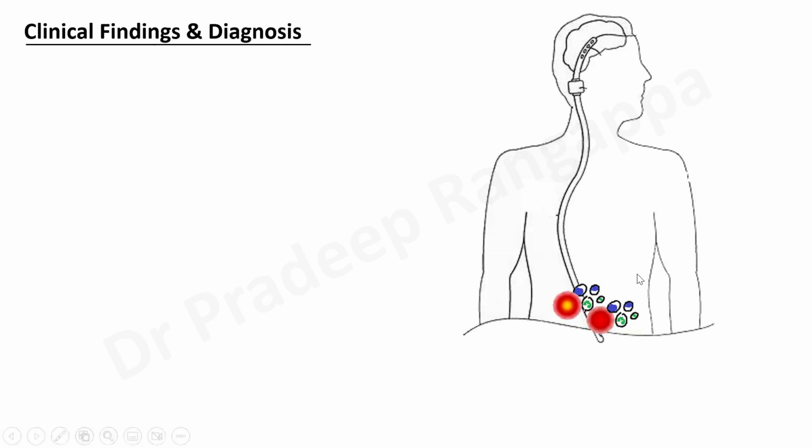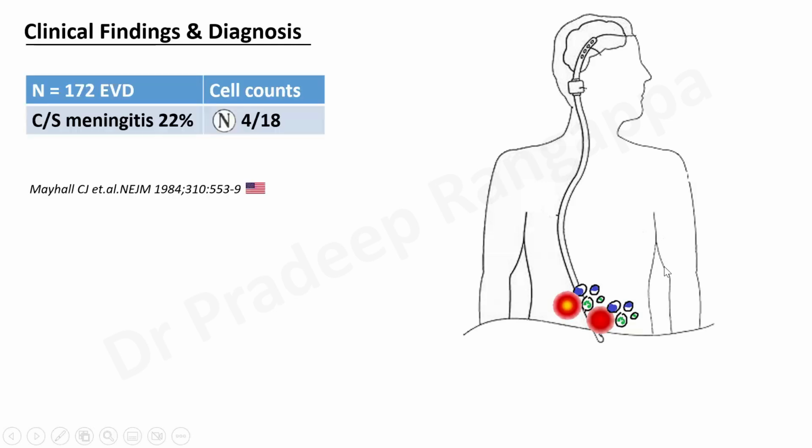So which means they have a VP shunt and they may present with abdominal symptoms, or they may have signs of peritoneal irritation. That is something one needs to keep in mind. And this study is to indicate to you how cell counts can be misleading.